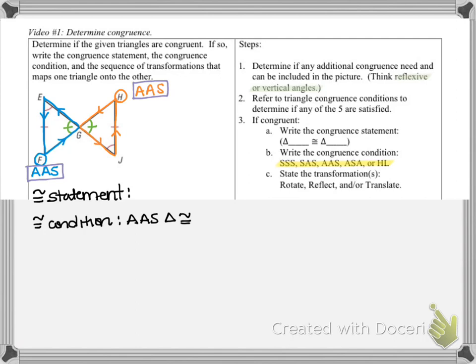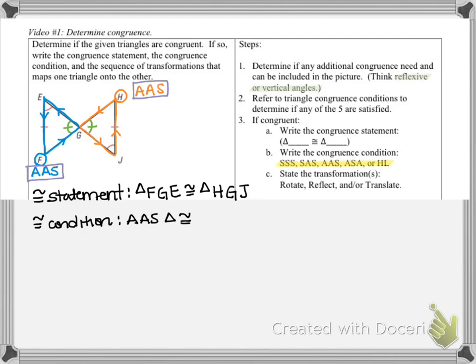Okay, my congruence statement, I think I'm just going to name my triangles in the same order that I looped through. So the blue triangle, I started at F, I went to G, and then I finished at E as I looped back. Is congruent to, okay, think about where I started. I started at H, then I went to the green corner, which was G, and then I finished at J and then looped back to H. Okay, so there's my congruence statement and congruence condition.